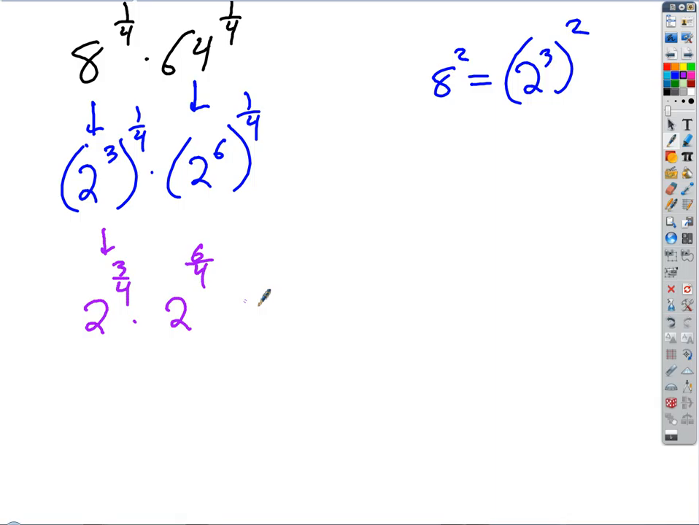And if I multiply like bases, I add the exponents. So I could write that as 2 to the 3/4 plus 6/4, which is how many fourths? 9/4. Yeah. So there's our answer. See?